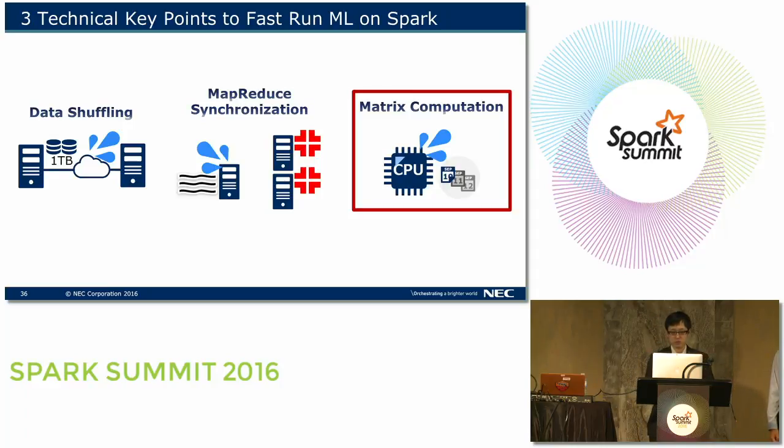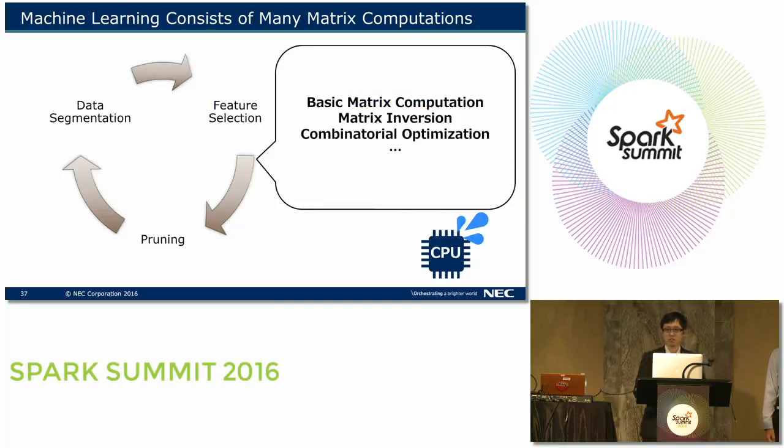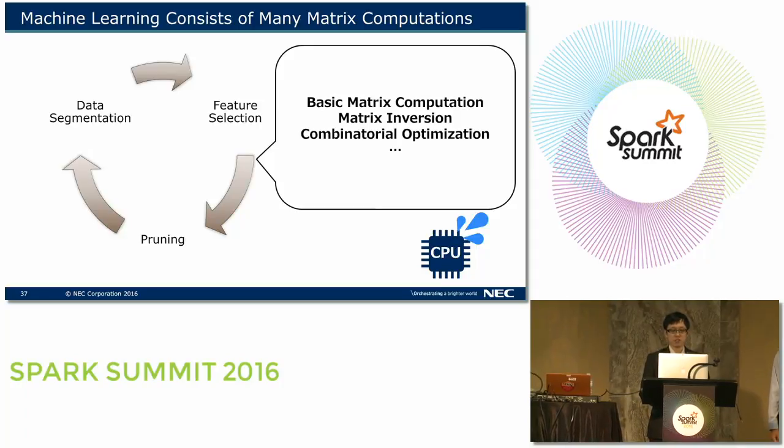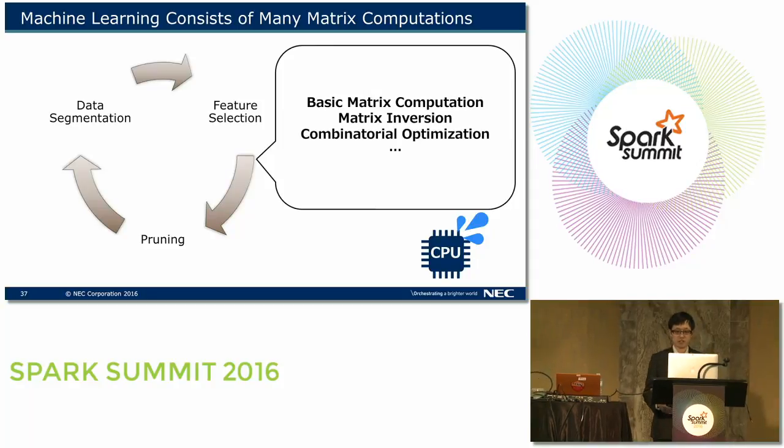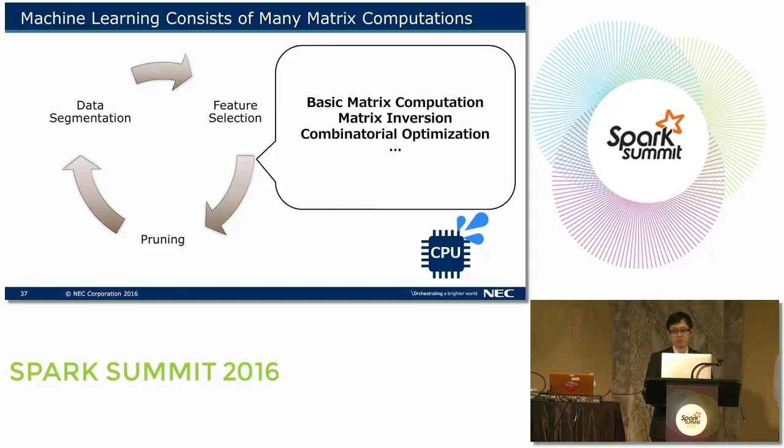Okay, so let's move on to the third one, matrix computation. Machine learning algorithms consist of many matrix computations. So distributed HML also performs many matrix computations like basic matrix computation, matrix inversion, and combinatorial optimization. And these matrix computations are a major part of the computation time of distributed HML. So to accelerate the bottleneck, it's a good way to use high-speed matrix computation libraries like Breeze and BLAS.